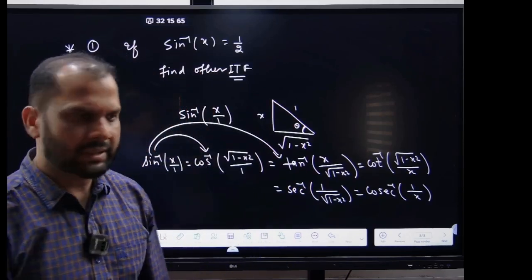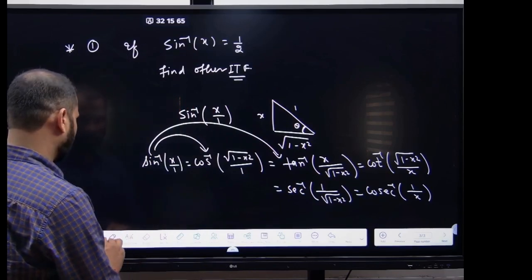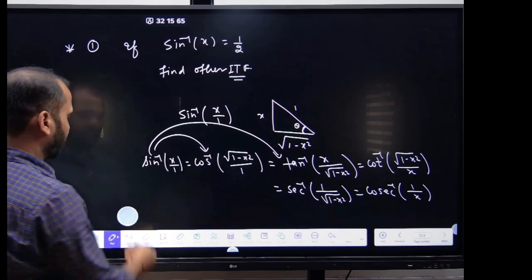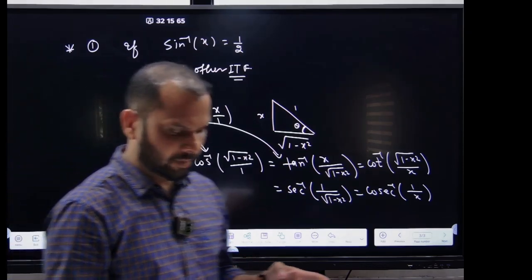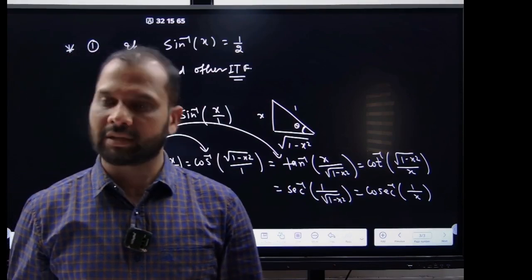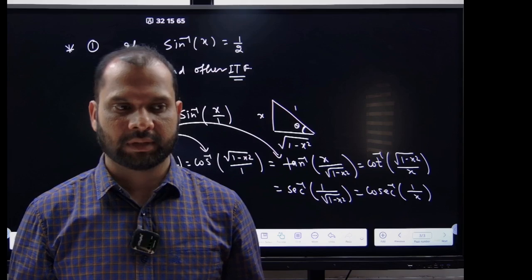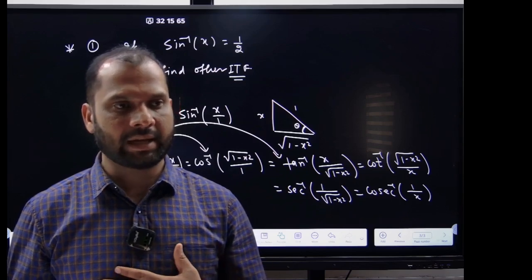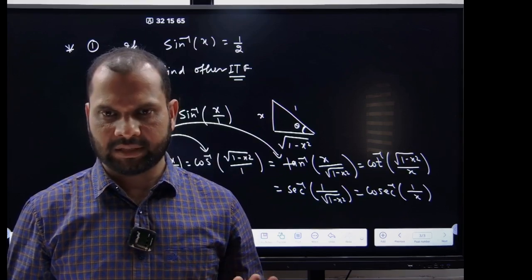I hope all these things you might have studied in board. Now, we will solve some numericals on that. So, this is the first information that you should know: how to convert one trigonometric ratio in terms of other trigonometric ratios, inverse trigonometric ratios here, right? Is there any confusion in this?